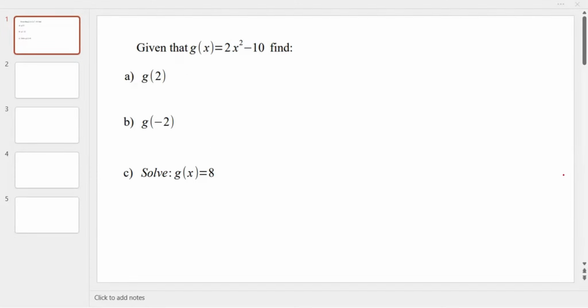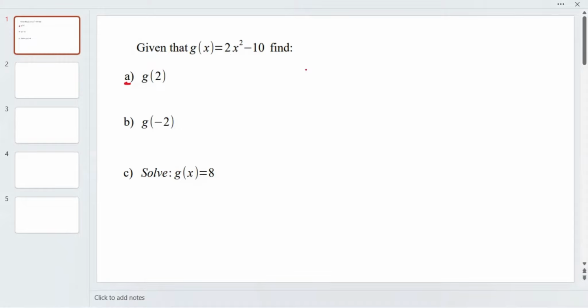In this video we have a sample GCSE question on functions. So we have a function g of x such that g of x is equal to 2x squared minus 10. Our first question is to find the value of g of 2.